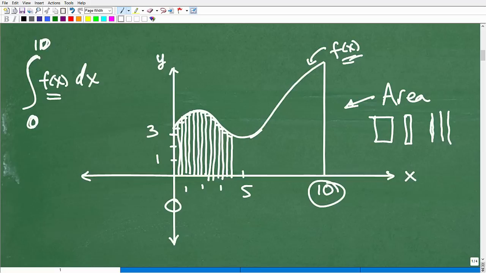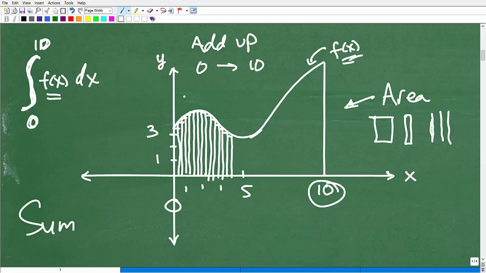But this little long thing right here is called an integral, and basically it means sum. Effectively, it's telling us to add up, starting at 0 and going all the way to 10, all these infinitely tiny rectangles underneath this function. That is calculus notation. That's what that is saying.